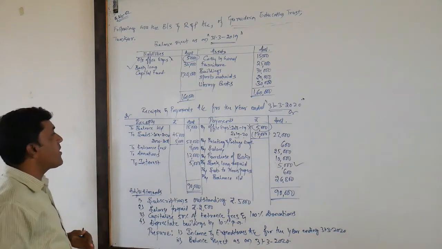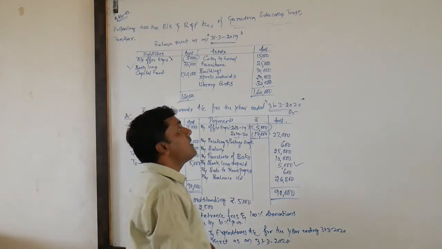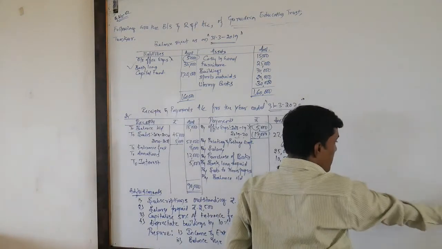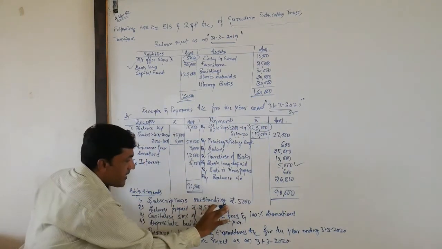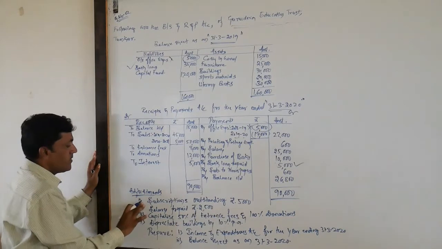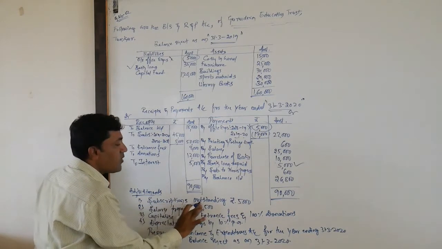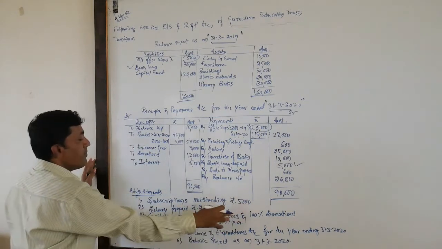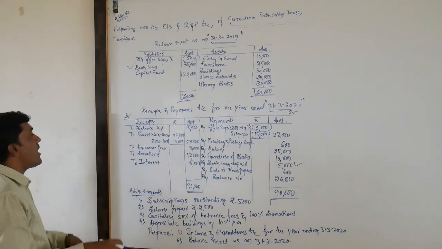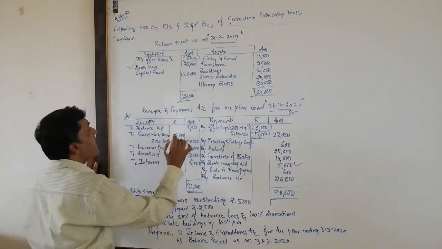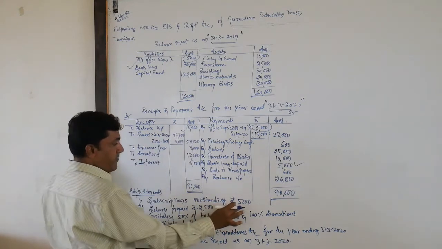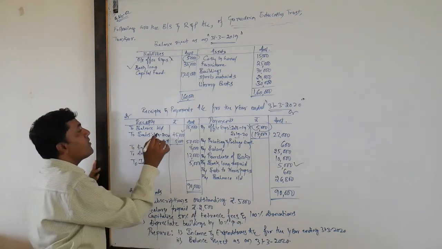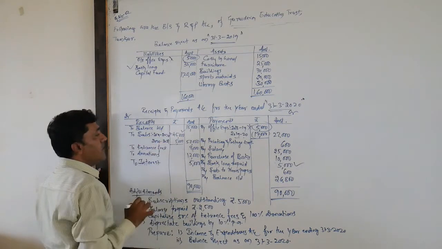Adjustments are recorded twice: one in the income and expenditure account, another in the balance sheet. First adjustment, subscriptions outstanding rupees 5,000, meaning subscription receivable of the current year. Here we have already received 45,000, and 5,000 is yet to be received. Here we need to add it.